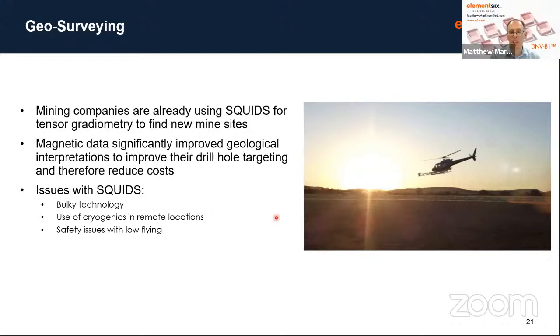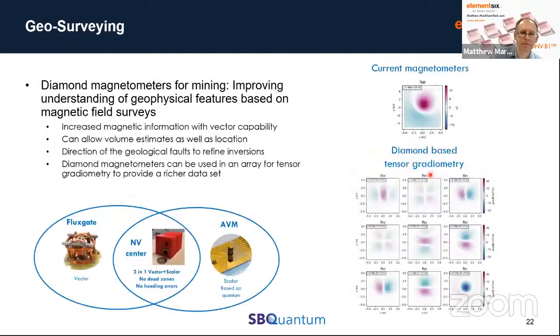You use cryogenics for SQUIDs, and obviously most mining is actually done in very remote locations. So handling cryogenics, transporting cryogenics is a challenging process. And also there's safety issues with low flying. Typically they fly 10 to 30 meters above the ground, and obviously that creates a lot of challenge when you've got a boom sticking out of your helicopter. So if you can make a much smaller, compact system which doesn't rely on cryogenics, that's a significant advantage.